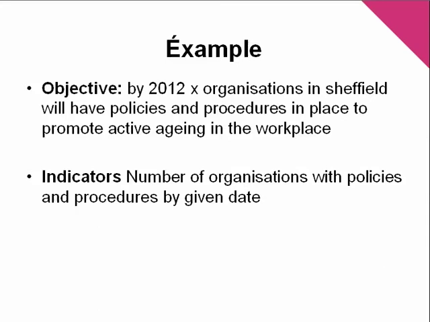So an example of an indicator would be that by 2012, X number of organisations in Sheffield will have policies and procedures in place to promote active ageing in the workplace. The indicators would be the numbers of organisations with policies and procedures by a given date.